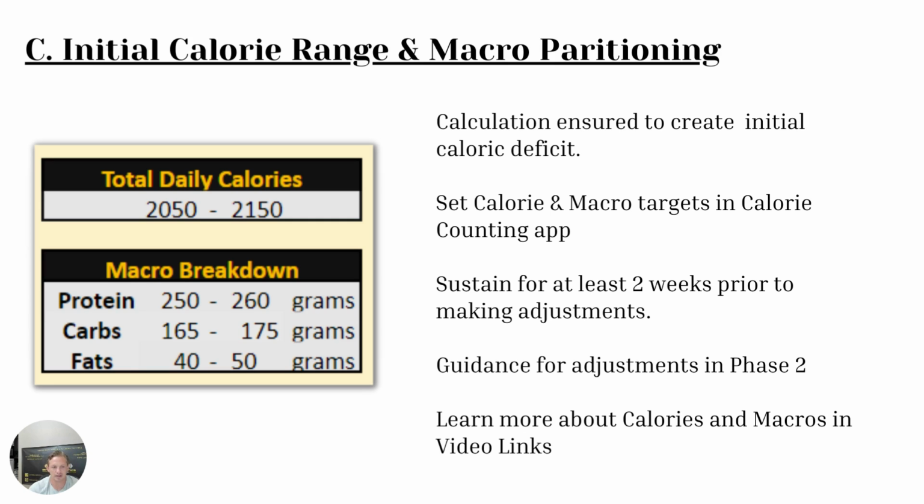The next component is initial calorie range and macro partitioning. Now understand, based on the previous week of logging food, this caloric range may seem on one end of the spectrum. If maybe you've been eating 4,000 calories and now you're looking at going down to 2, or maybe it's not too far off. But in either case, this is just the initial calorie range that we want to establish. And this is going to ensure that you start in a caloric deficit.